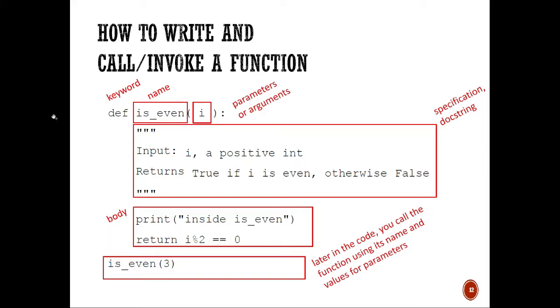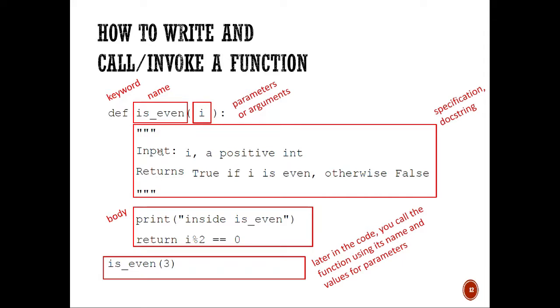So here is an example of a function determining whether a number is even or not. We use the keyword def, or definition. Then we put the name of the function, and between parentheses we specify the parameters or arguments. Then we have the colon. This part is what we call the specification or the docstring, which is put between two sets of 3 quotes. It tells us what the function does.